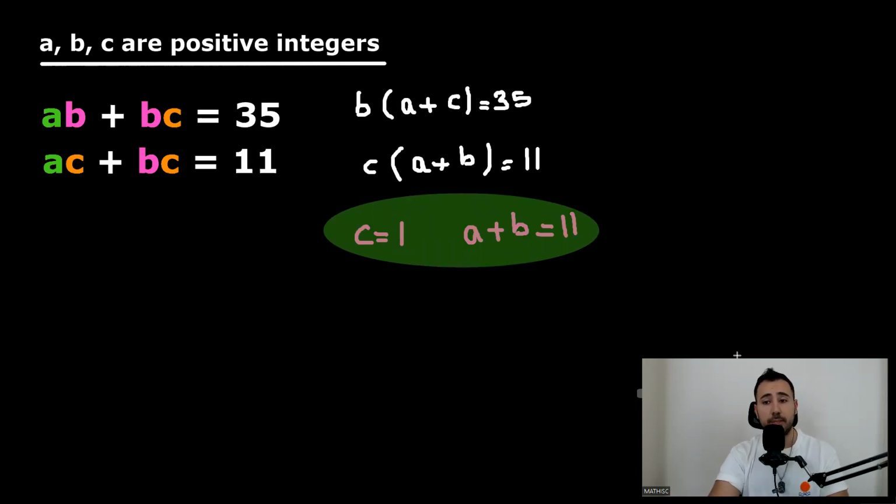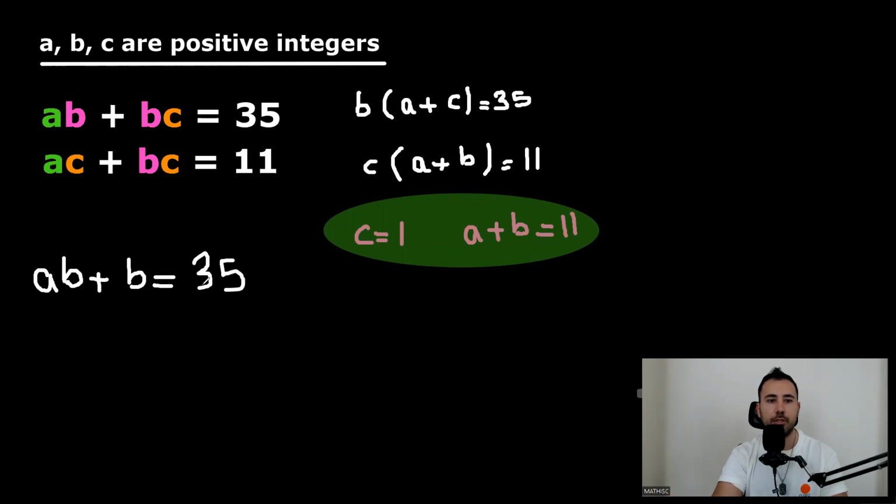Now let's continue with this. Definitely C is 1. So I'm going to put 1 instead of C, and write it here. BC is going to be B times 1. So B times (A plus 1) equals 35.